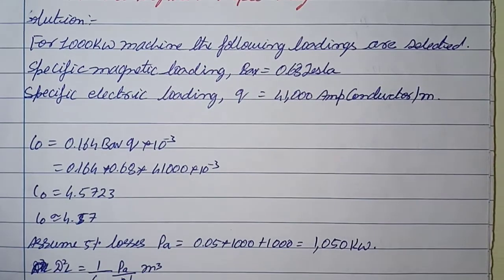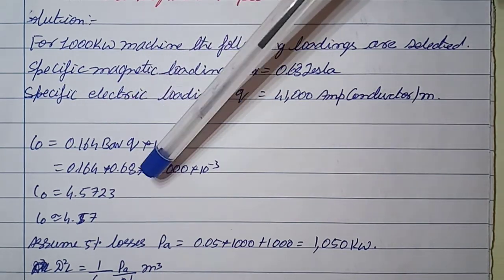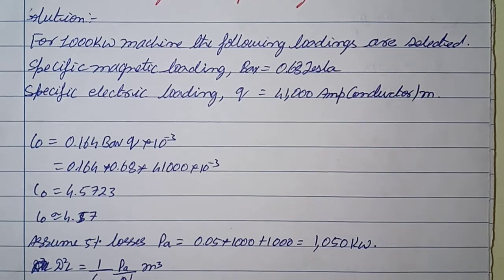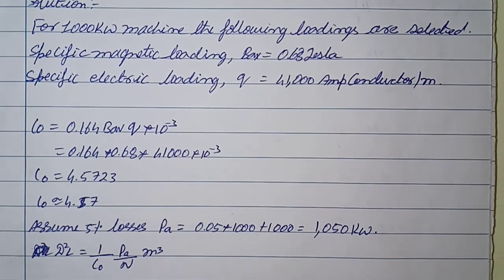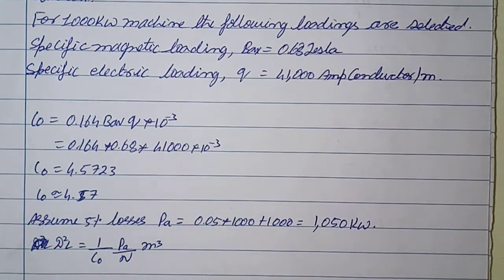Therefore C naught is 0.164 B_av into q, that is specific magnetic loading and specific electric loading. When we solve it, we get C naught approximately 4.57. Next, the losses are not given. When you studied the theory, we said that losses range between 5 to 8%. So we are assuming a 5% loss here. So PA is 0.05 into 1000 plus 1000, which is equal to 1050 kilowatt.